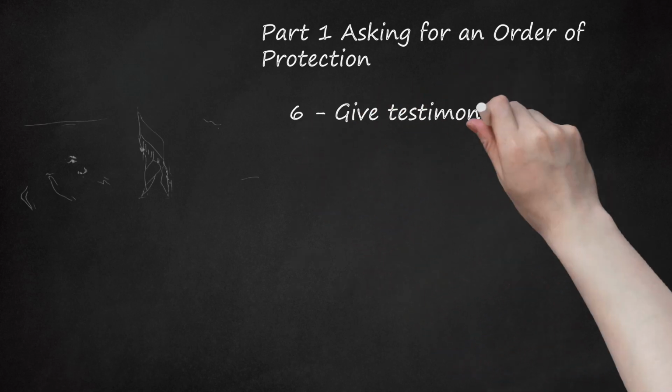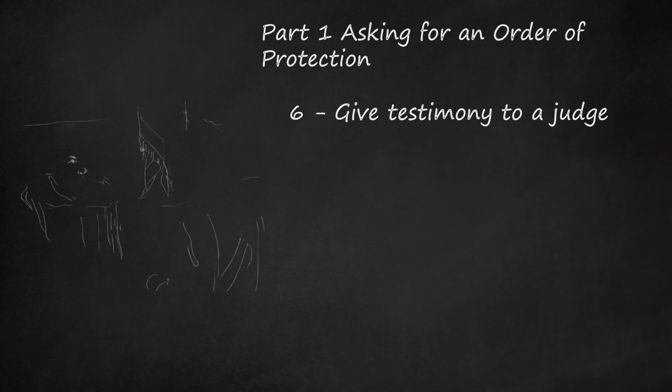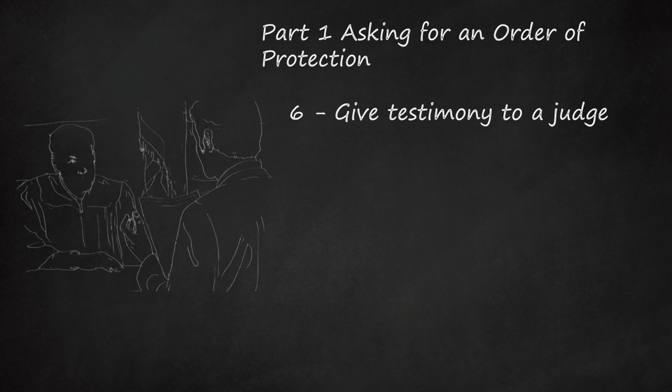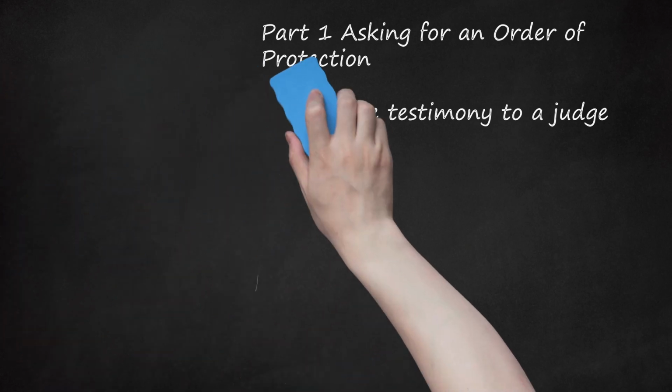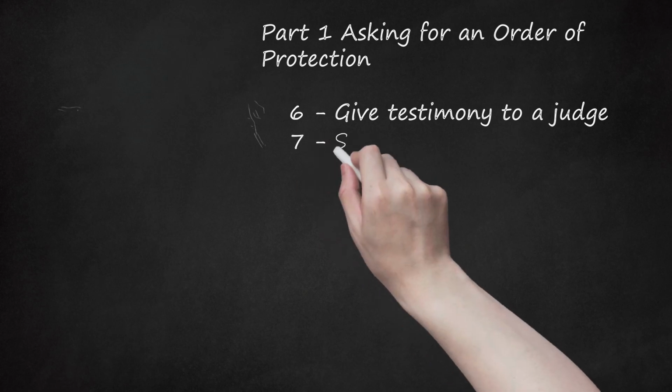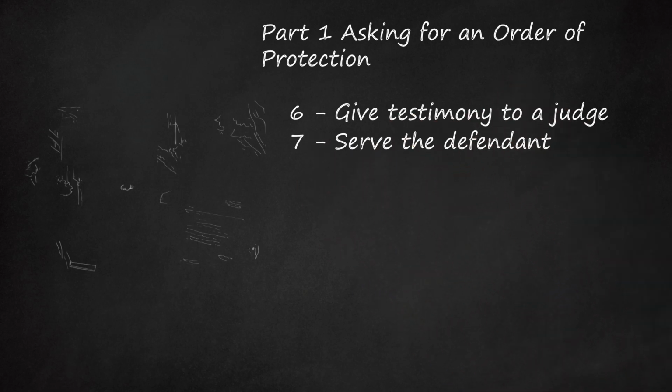6. Give testimony to a judge. After your paperwork is completed, you will go before a judge and tell them about your situation. If the judge agrees with you and finds enough evidence to grant your order of protection, they will do so. This initial discussion with the judge is relatively informal, but you need to make sure you are prepared to discuss your case.